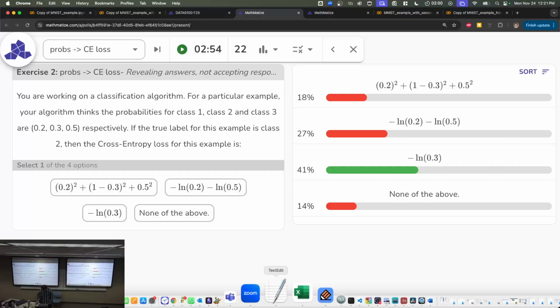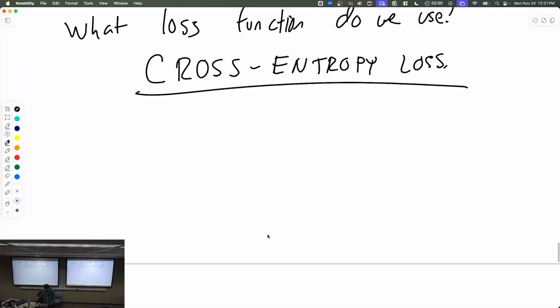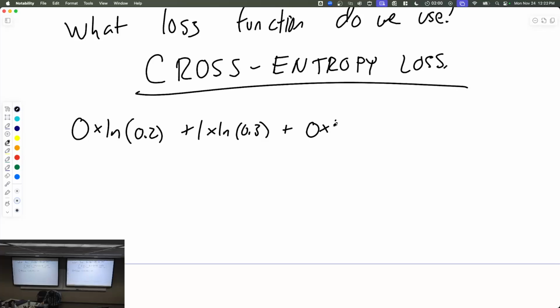And you might remember this formula, right? It's the sum of the, let's write it this way. In the example we did before, you could write it like this: 0 times the log of 0.2 plus 1 times the log of 0.3 plus 0 times the log of 0.5. In other words, you do zeros for the classes it's not, you do ones for the classes it is. This is the log likelihood. Remember, the cross-entropy loss is negative that. And then you add them up.